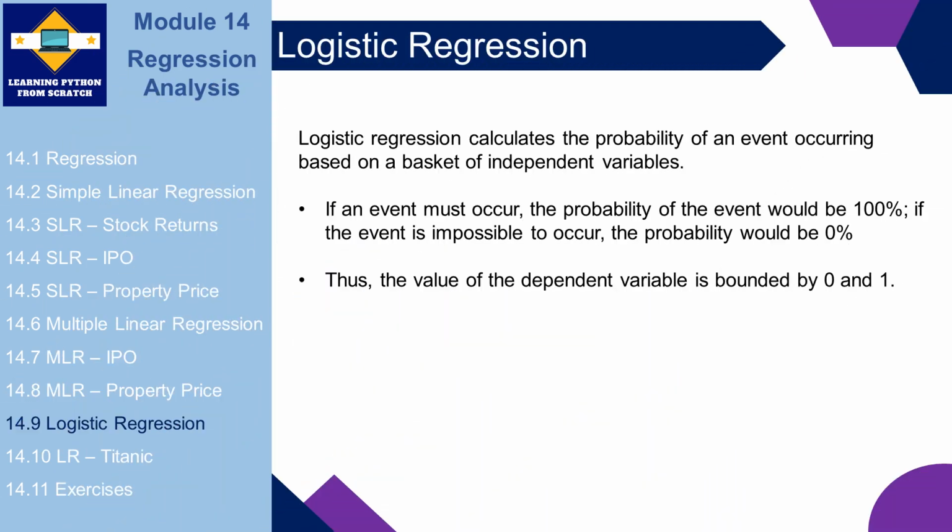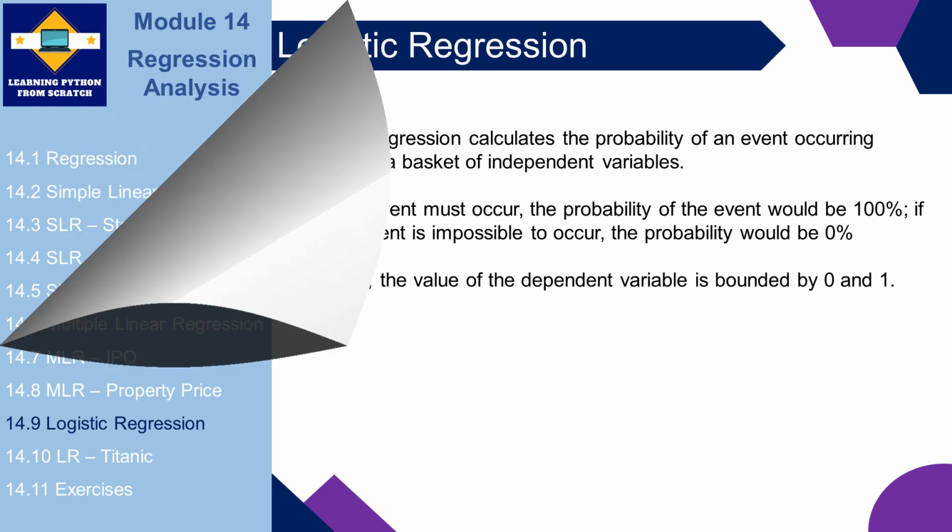In case the dependent variable is not quantitative but an event, whether it happened or not, then we can actually use a logistic regression to calculate the probability of an event occurring based on a basket of independent variables. If an event must occur, the probability of the event must be 100%. If the event is impossible to occur, the probability would be 0%. Thus, the value of the dependent variable is bounded by 0 and 1.